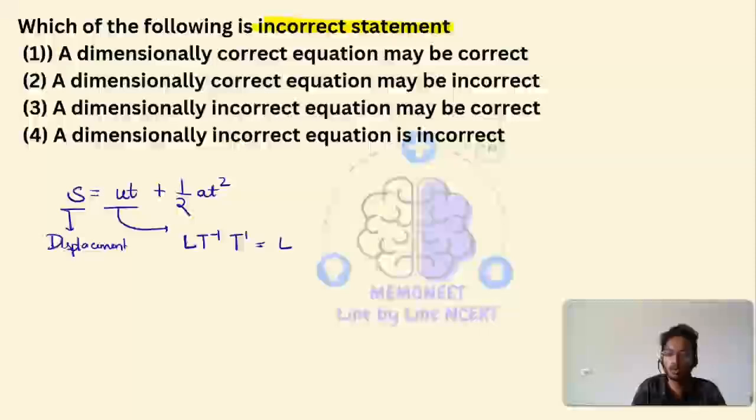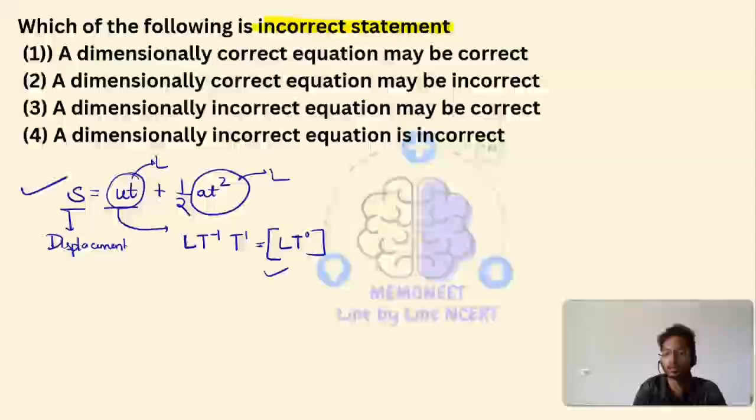So this will be equal to L t to the power 0, that is, the dimension for ut is L. So for the statement that a dimensionally correct equation may be correct: yes, this equation is dimensionally correct, because the dimension for ut is L, and for at square the dimension is also L. Now let's read the second statement, that a dimensionally correct equation may be incorrect.